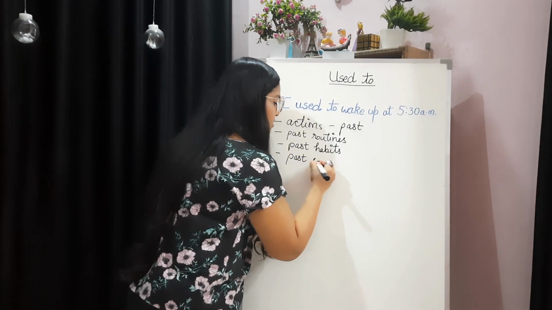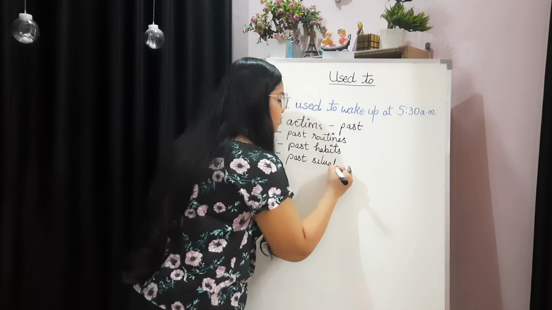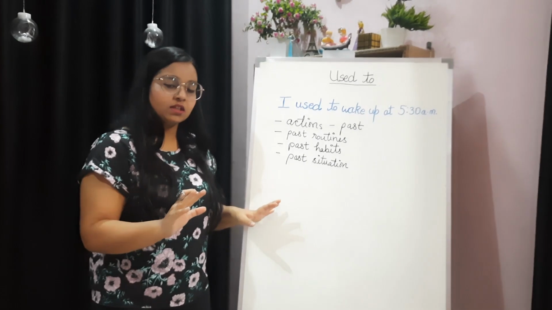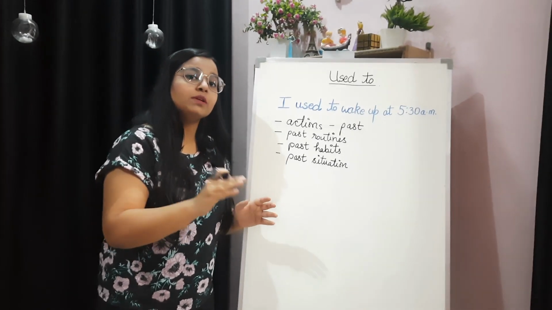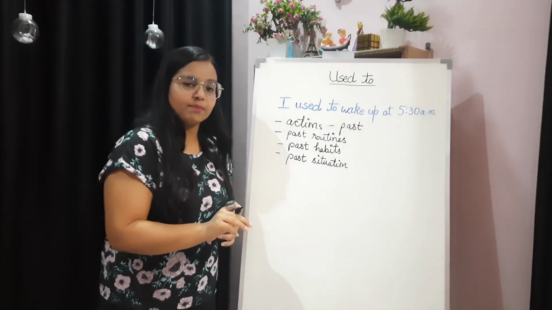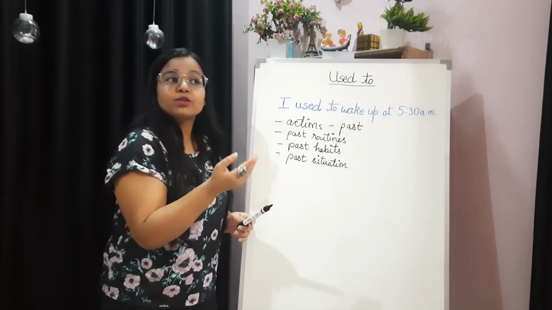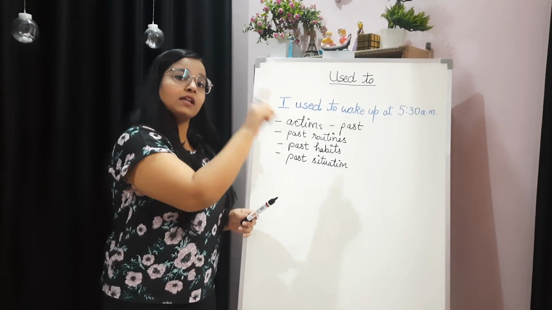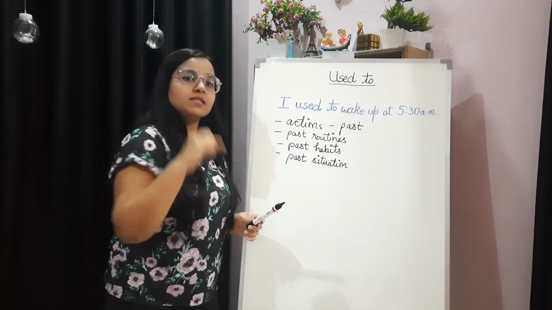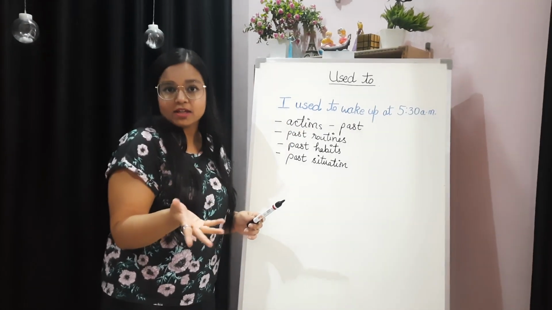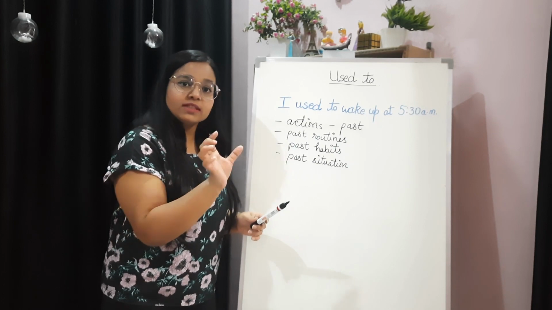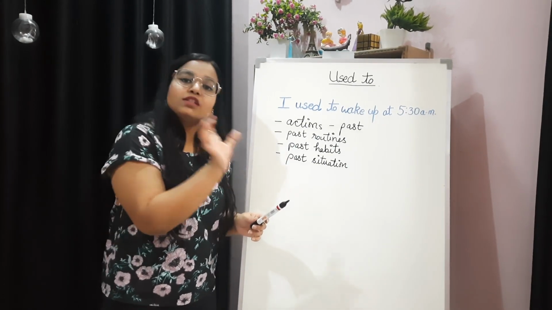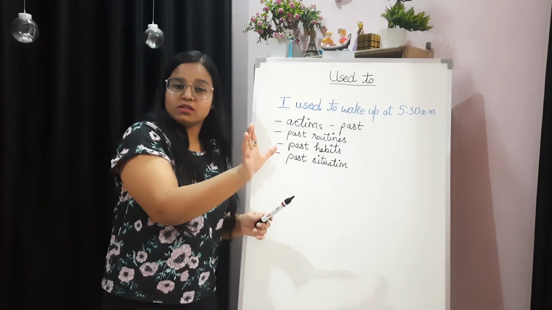We can also use it to describe past situation. A situation which was true for a particular period of time. For example, if I say that house used to be white, for a particular time period that house was white in color, but now the color has changed. It's no longer white. So this is a situation. It's not an action. It's not habit. It's a situation.